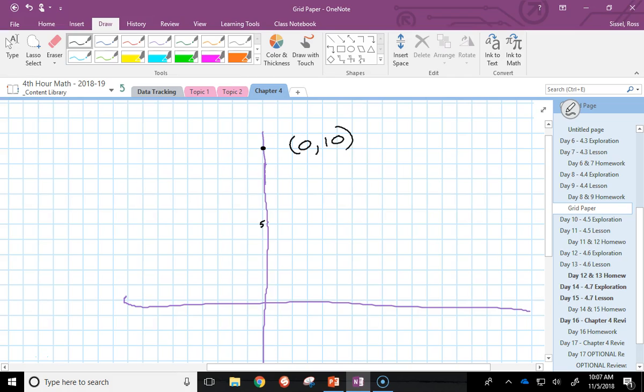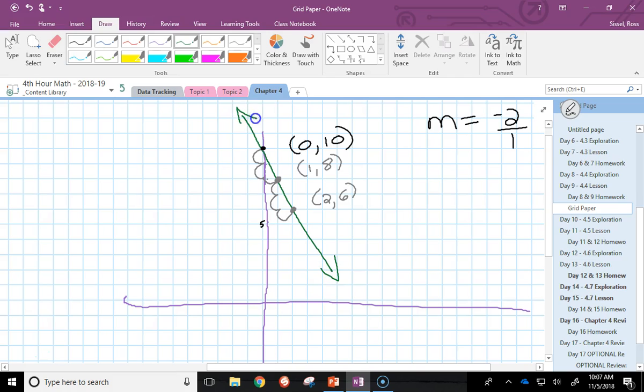And we said our slope was -2, which is -2/1. So the way we do this, guys, is we just go 2 down, 1 to the right. It's now at that point, which would be 1, 8. I go 2 down, 1 over. This coordinate is 2, 6. And now, with my 3 points, I can make a line. It is that simple to graph a line from slope-intercept form.